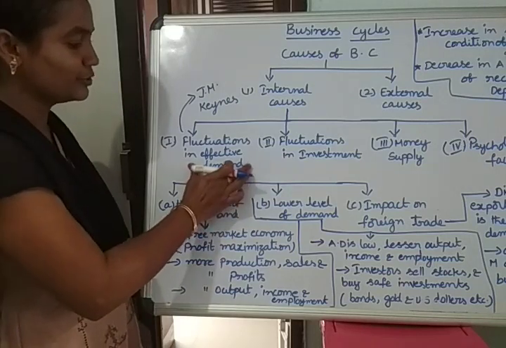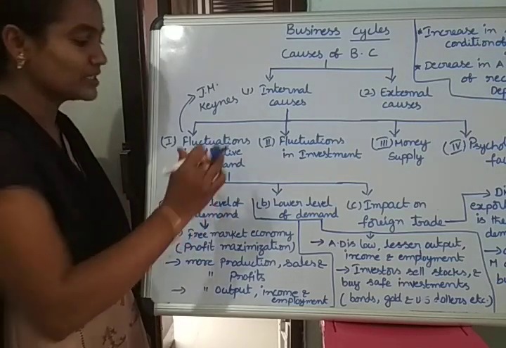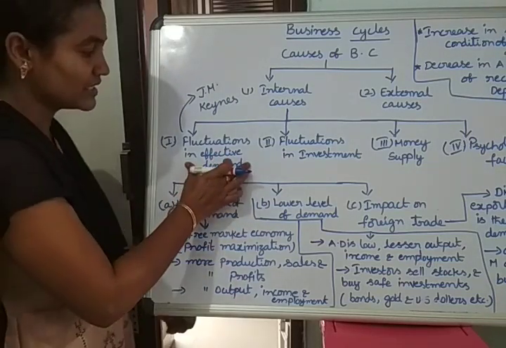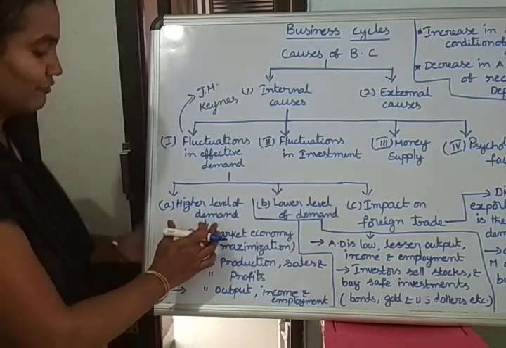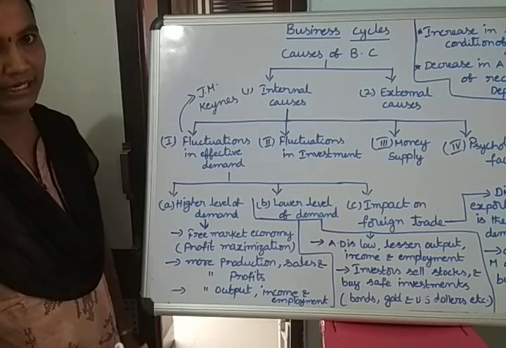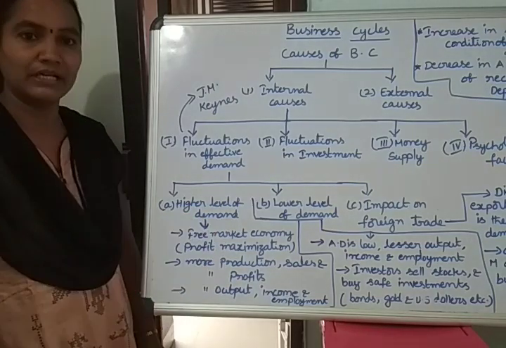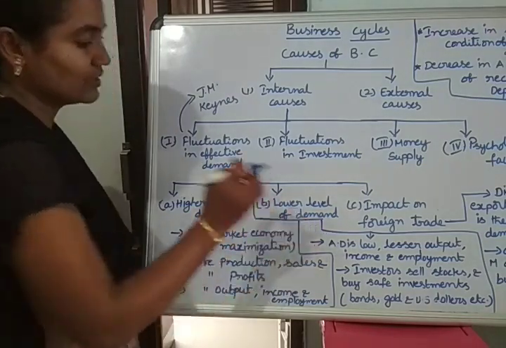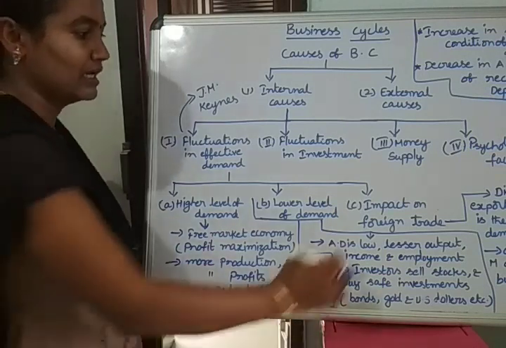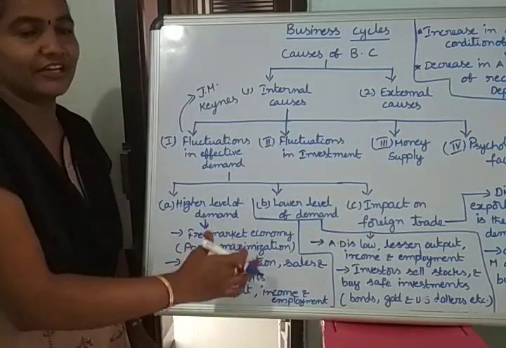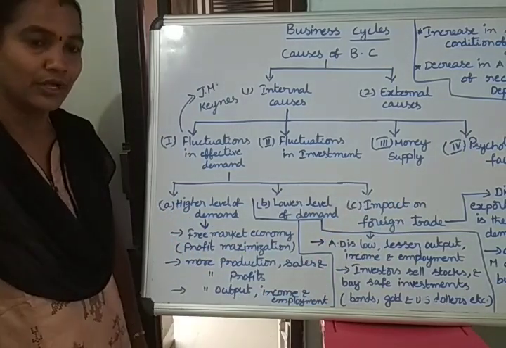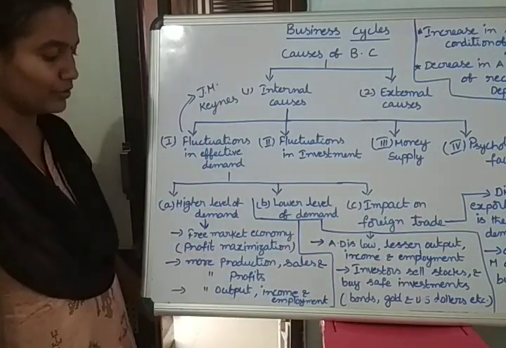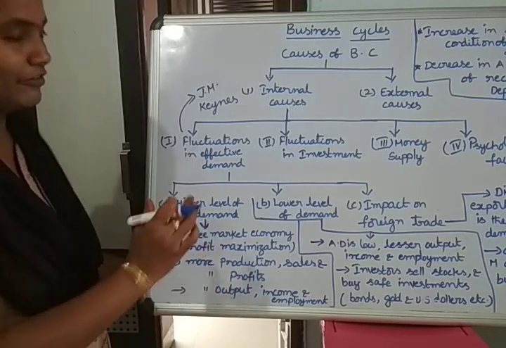Then, in this effective demand, what type of fluctuations are we seeing? Now we are going to discuss the different categories. The first one is a higher level of demand. Sometimes goods will have a higher level of demand, and sometimes demand will be at a lower level. Sometimes we see this effect in foreign trade, that is international trade, also. First we are going to discuss the higher level of demand.